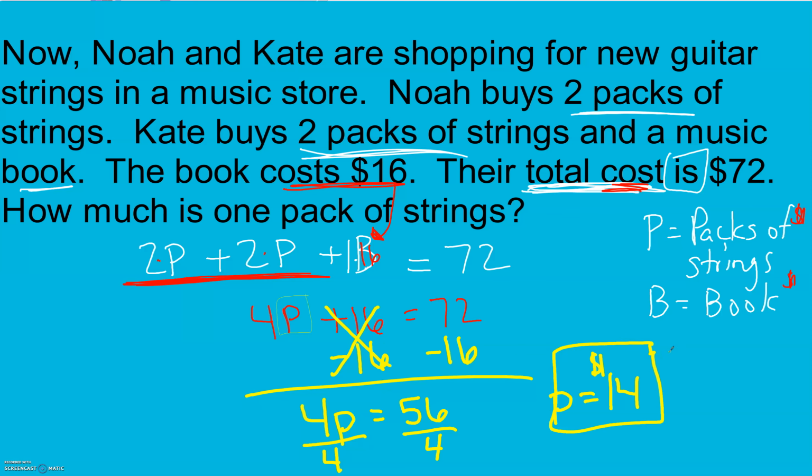Reverse PEMDAS. So we look here. Do we have any subtraction? No. Any addition? Yes. We get rid of our addition. No division, and then multiplication. So we go in reverse PEMDAS order to solve those equations.